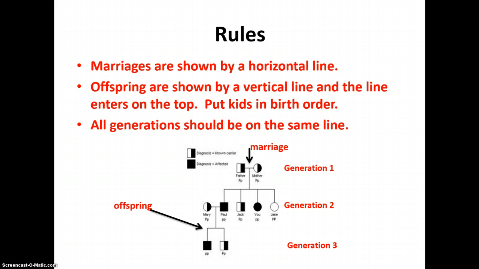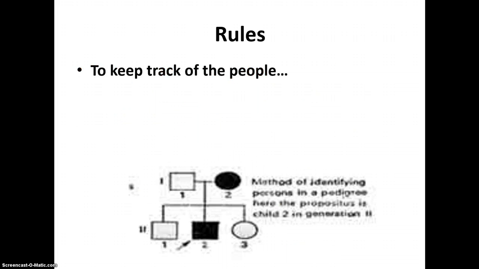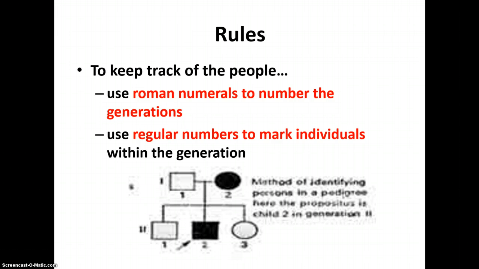Rules, real quick: marriages are shown in a horizontal line, offspring are shown by a vertical line, and the line enters at the top. Kids are put in birth order, and all generations should be on the same line. To keep track of the people, we use Roman numerals to track the generations, and regular numbers like 1, 2, 3, 4 within the generation. You start over for each generation, and they're all in a line. All right, that's it. Easy as that.